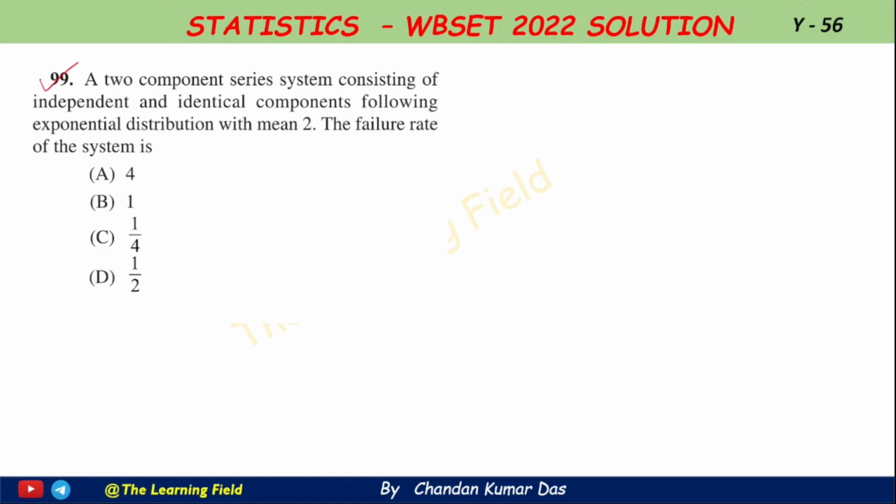So our first question of today's session is this one. This is question number 99 from X series, and I think the Y series number is 56. It says that a two component series system consisting of independent and identical components following the exponential distribution with mean 2, the failure rate of the system is. First we have to identify which topic this question is made from. So this is a question from reliability theory.